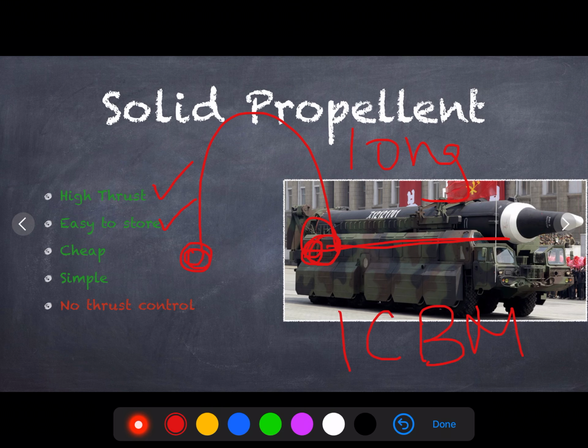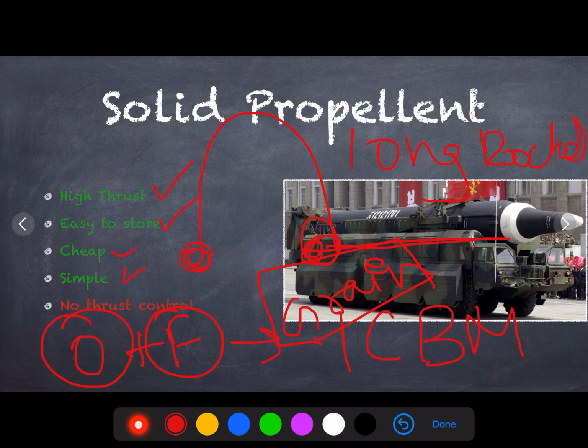Next is that it is very cheap. It's basically a mixture of oxidizer and fuel. The fuel burns and the oxidizer controls the burn rate of the fuel. This mixture is known as the burn grain. This burn grain is very cheap to make, and also very simple, just like the rockets which you fire on the Diwali festival. Those also use solid propellant because they are very cheap and simple and can be ignited or launched at a moment's notice.